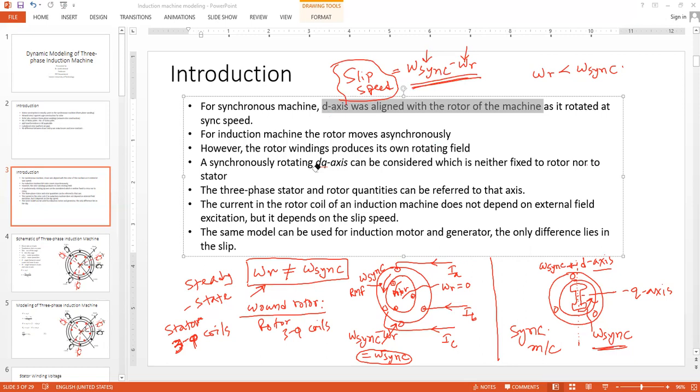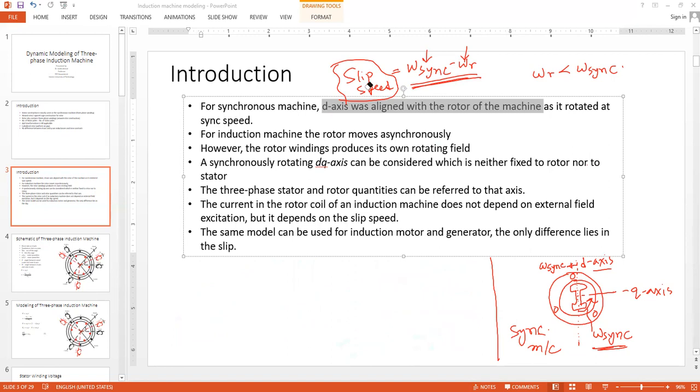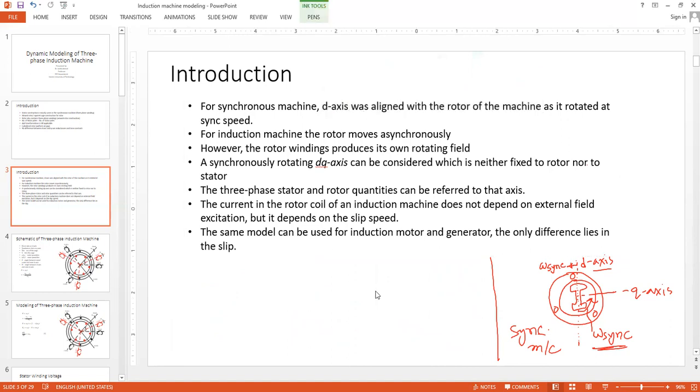So now there is the difference that starts, and there's a very important point where there is a difference between the induction machine and synchronous machine. In the synchronous machine, what we did, I'm going back to the first point. In the induction machine, what we did, we said that the D axis is aligned with the rotor. Why? Because the rotor itself was rotating at synchronous speed, at least in a steady state.